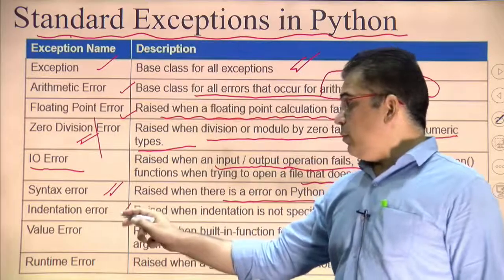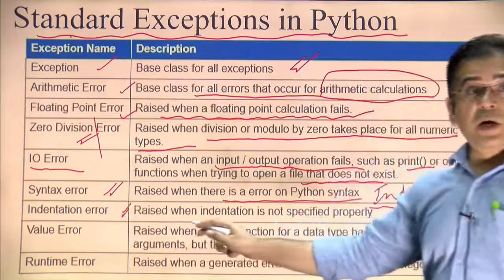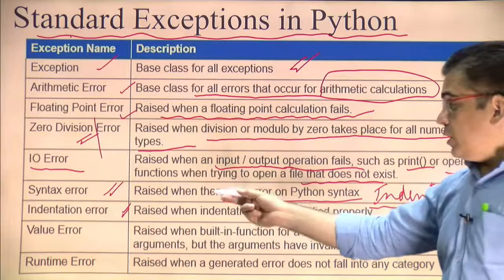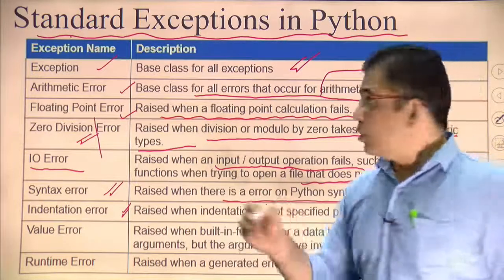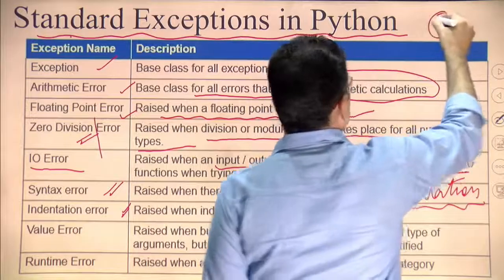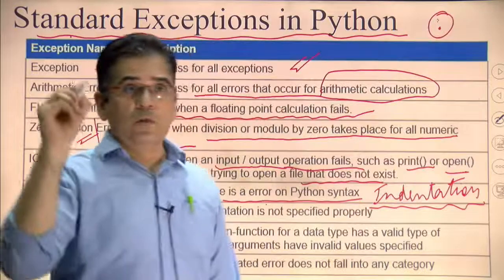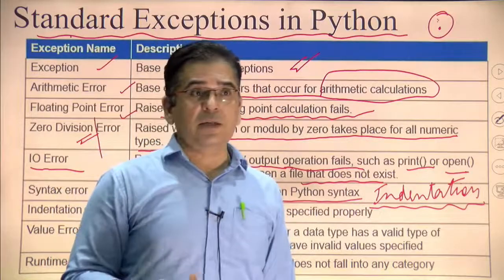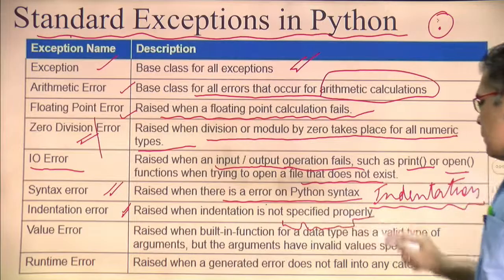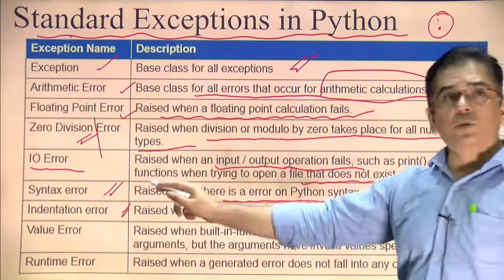Again, as given here, indentation error is separately mentioned. It is one kind of syntax error. Another kind of syntax error may be the colon. If you have not written a colon after the block or function declaration, if the colon is missing, that is a syntax error. Indentation error is raised when indentation is not specified properly. It also comes under the category of syntax error.